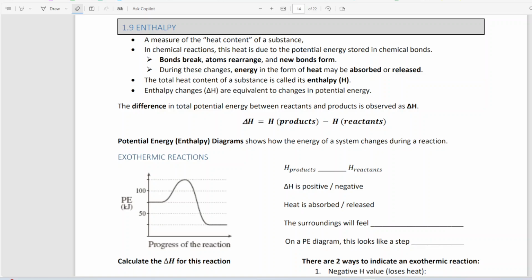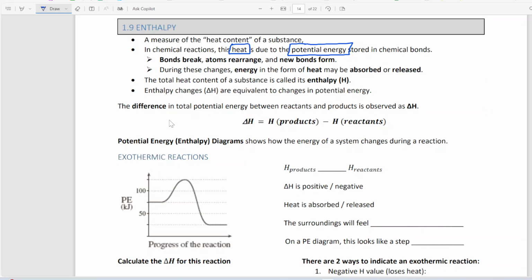All right, so we're going to continue our conversation on potential energy diagrams and talk about a specific feature which is called enthalpy. Enthalpy is a measure of the heat content of a substance. So, in chemical reactions, this heat is due to potential energy stored in bonds. So, you'll see that key word, potential energy is the heat. Okay, so energy is measured in joules or kilojoules, heat is measured in joules or kilojoules.